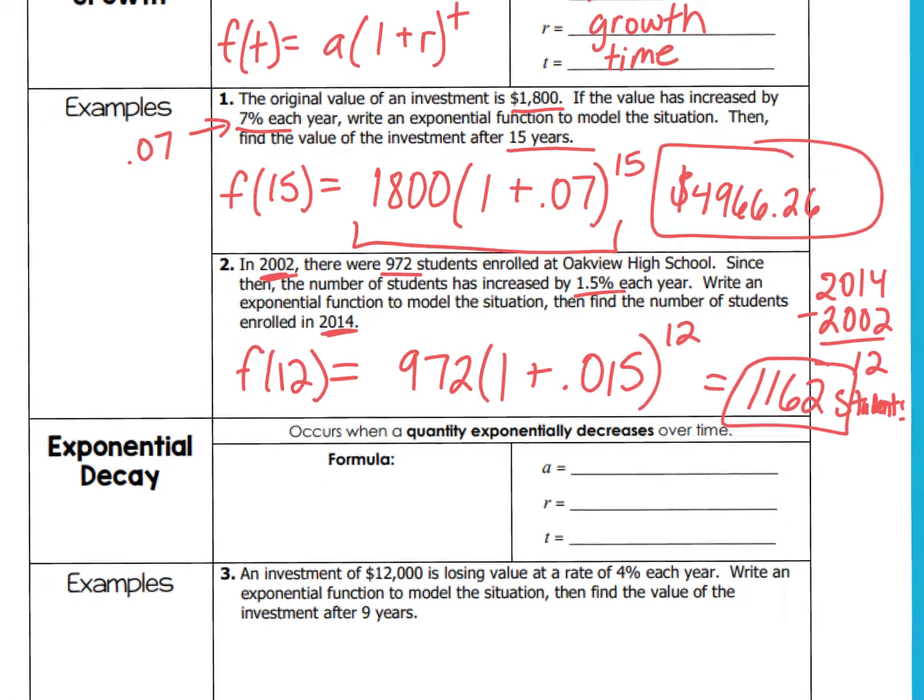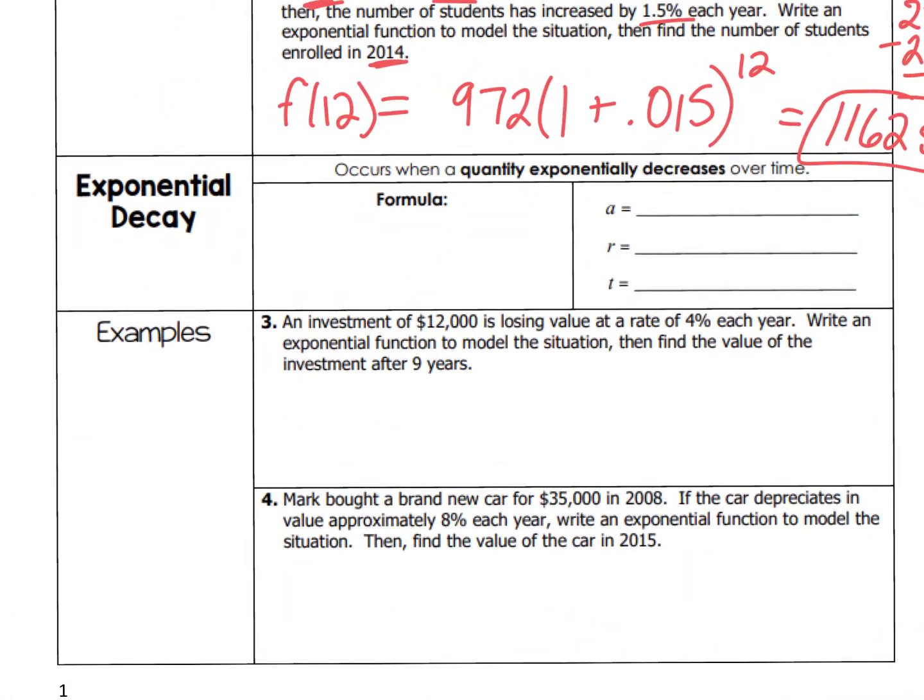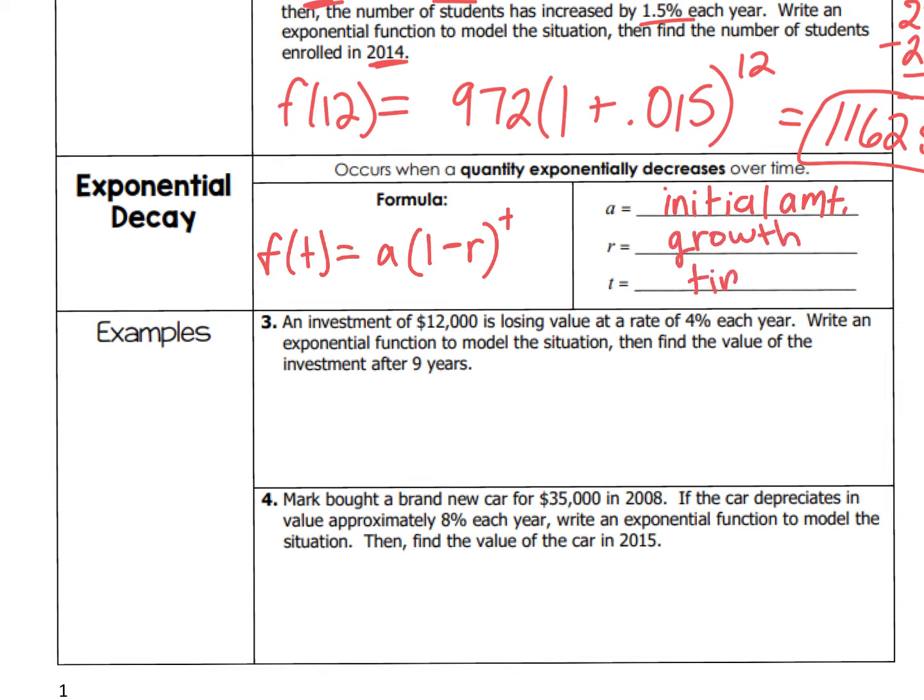Exponential decay is going to be very, very similar. The formula is almost identical with one thing different. F of t equals a times (1 minus r) to the t power. So almost the same thing. The a still stands for initial amount, the r still stands for the rate, and t still stands for time.